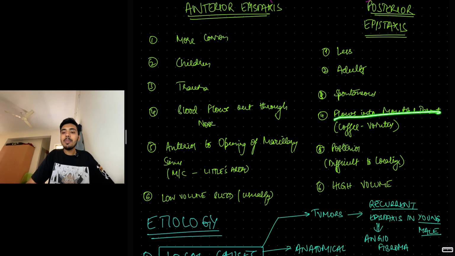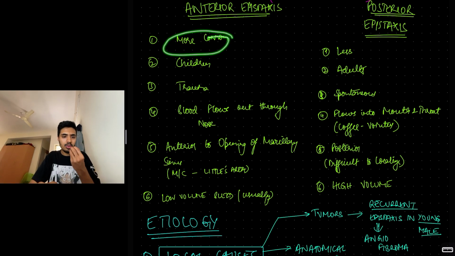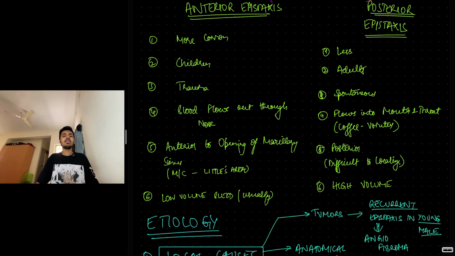So that is why the patient comes with complaints like coffee ground vomitus. That is, they start vomiting blood or their sputum contains blood. So that is posterior epistaxis. And anterior epistaxis is of course more common, where the blood comes out of the nose. It is more common in children, and the cause is trauma. So that is about anterior epistaxis.